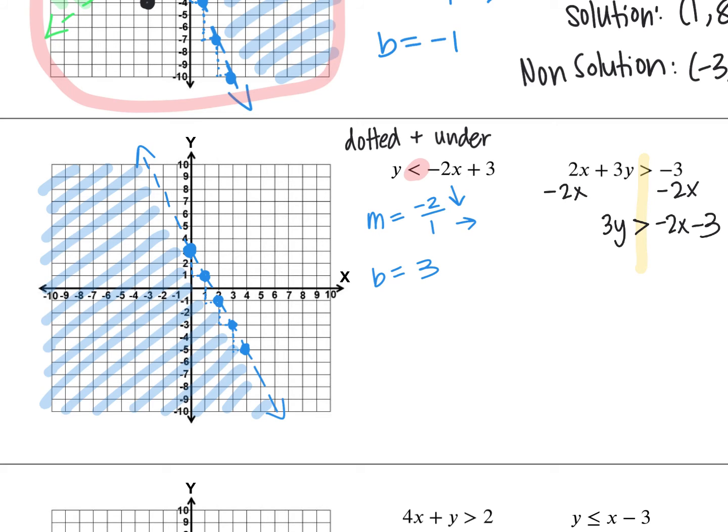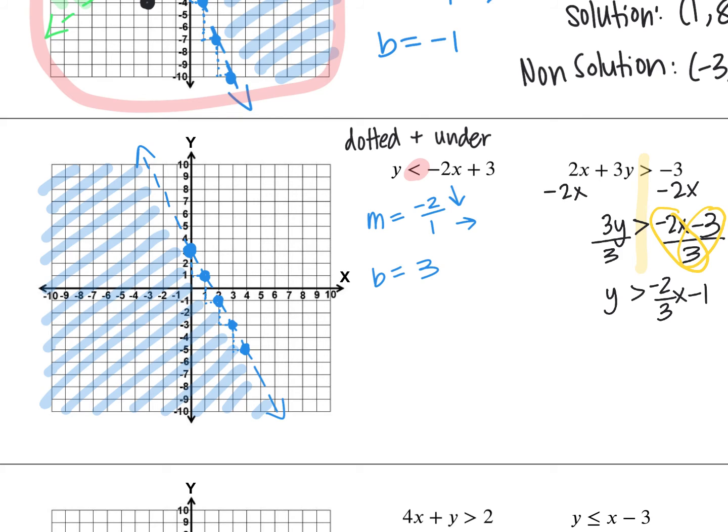After you move the x term, we divide by the coefficient of y. So I will divide by 3 on both sides. And we get y is greater than. Now we can simplify this fraction. So negative 2x divided by 3 doesn't simplify anymore, so we just leave it as negative 2 over 3 x. And then negative 3 divided by positive 3 is negative 1. So now we have this in slope-intercept form.